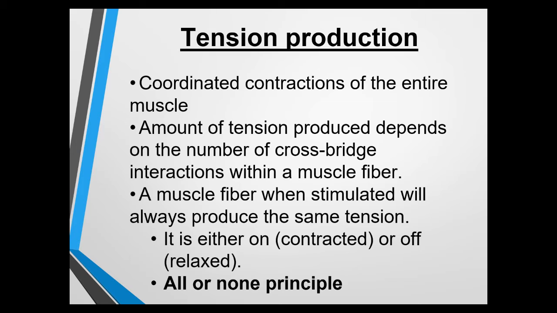So when we talk about the contractions of the muscle, we're going to be talking about tension production. Tension is going to be determined by the frequency of the stimulation and the number of fibers that are stimulated. Okay, and again, it's all based on those cross-bridge interactions within that muscle fiber. Now, it's either going to be 100% in or not in at all. So it's an all or none principle. So a muscle fiber, when stimulated, will always produce that same tension.